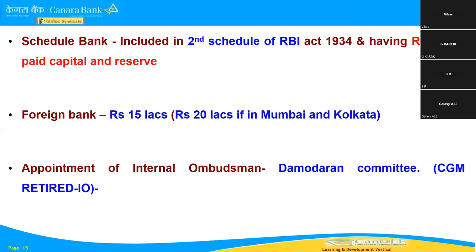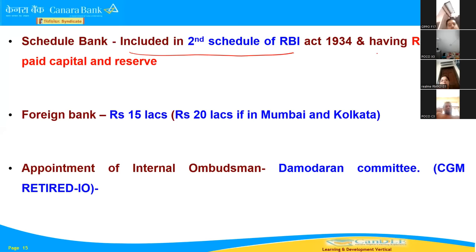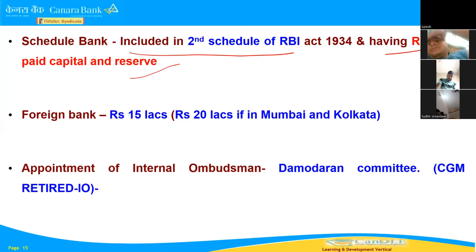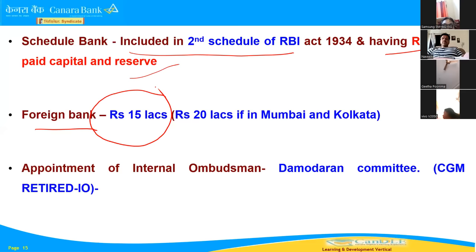Okay. Schedule bank. What is a schedule bank? These are all the theory questions. Just try to understand. A bank included in the second schedule of RBI, having 5 lakhs paid up capital and reserve. If a schedule bank is to be opened, a minimum of 5 lakhs paid up capital and reserve should be there. Foreign bank means 15 lakhs capital and reserve. But for a foreign bank opening in Mumbai and Kolkata, 20 lakhs is required.